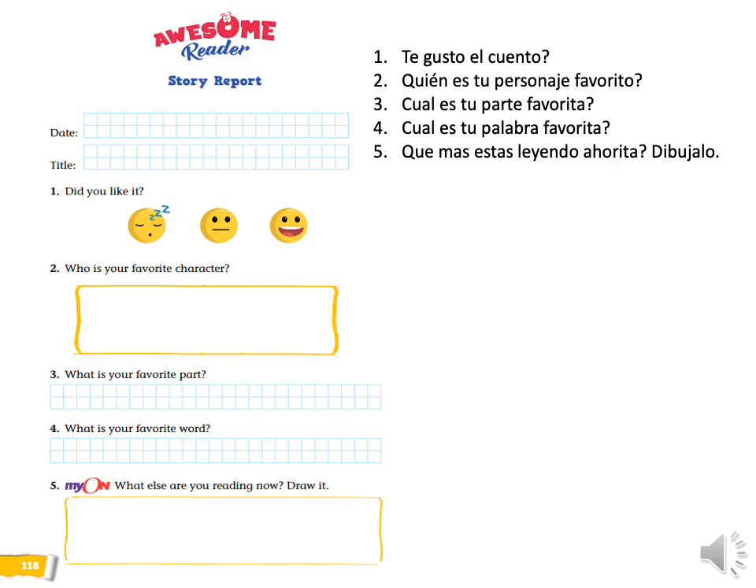And number 4, what is your favorite word? You're going to read your Awesome Reader again, the story Where Are You, Max, and find out which word you liked the most. Maybe it could be a word that you find difficult. And number 5, what else are you reading now? If you are reading another book, could be in Spanish, you can color here. Now that you're finished, we are going to continue with your other book. But remember, you need the Awesome Reader because we are going to answer it based on the story of Where Are You, Max?